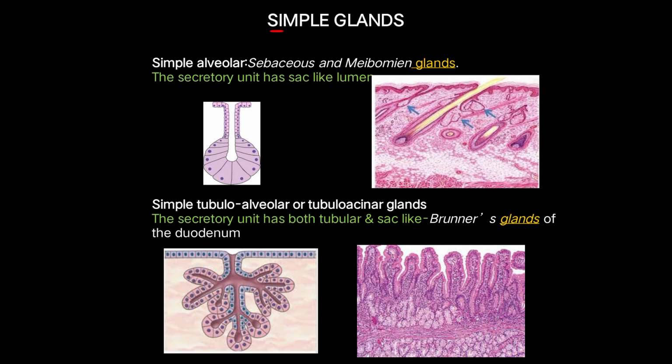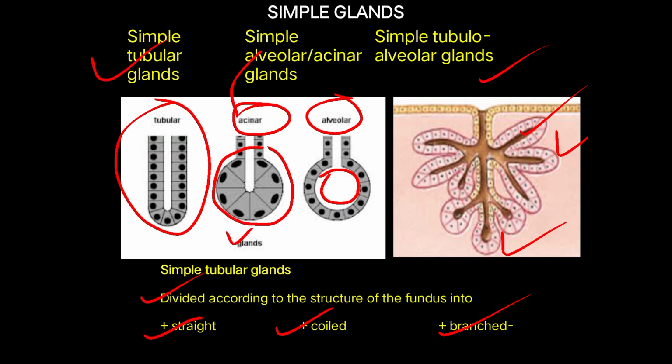Now simple glands again: simple alveolar, that is the sebaceous gland. We can see here the secretory unit has a sac-like lumen. Meibomian and sebaceous glands are the examples. Then simple tubulo-alveolar, and Brunner's gland of the duodenum is tubulo-alveolar. So Brunner's gland we have seen here.